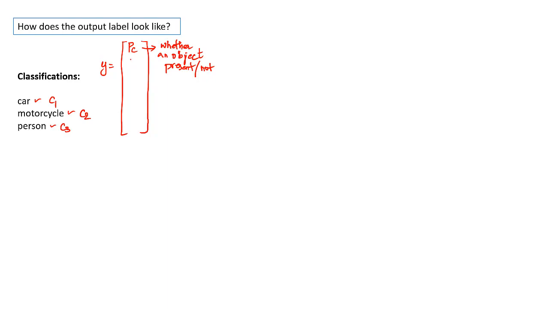And after that, we have our bounding box coordinates that we saw in our last slide, which are Bx, By, and the height and width of the bounding box, Bh and Bw. And followed by that, we have these three values, C1, C2 and C3.